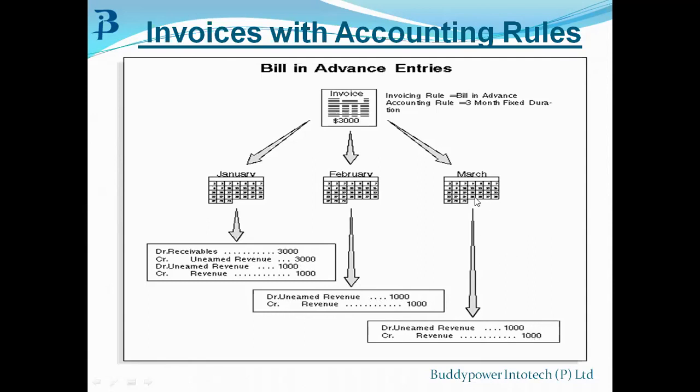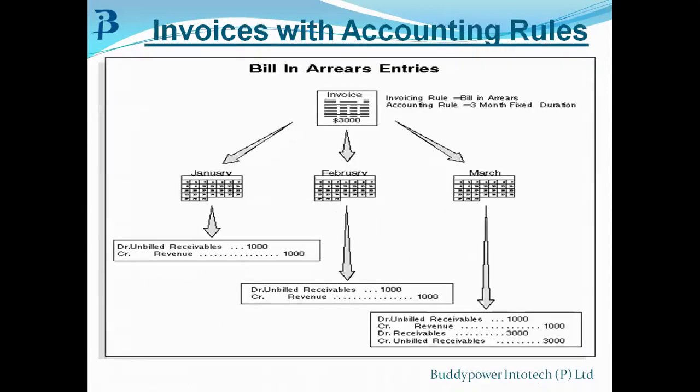So this is how your bills in advance accounting, invoicing rule and accounting rule work. See here it's mentioned, right? Invoicing rule is bills in advance, whereas accounting rule is 3-month fixed duration. So now you got the point of how invoices with accounting rules work. Okay, next is the example with bills in arrears.